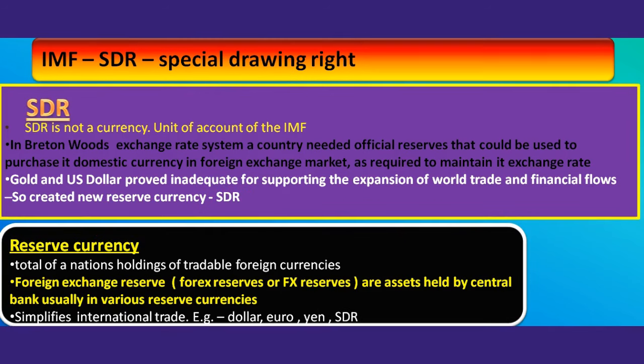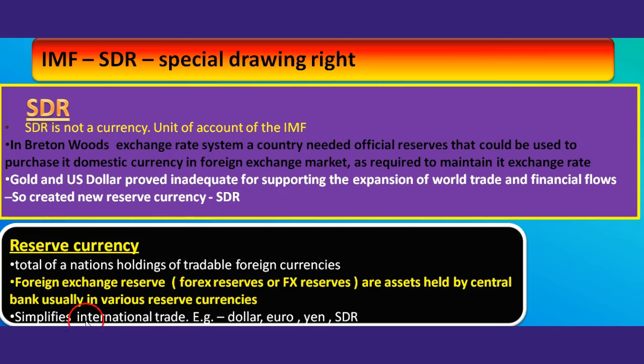Monetary reserve means a nation's assets held in foreign reserves or other commodities like gold and silver. It is the total of a nation's holdings of tradable foreign currencies. So, the foreign exchange reserve, or forex or FX reserves. These are the assets held by a central bank, usually in various reserve currencies.